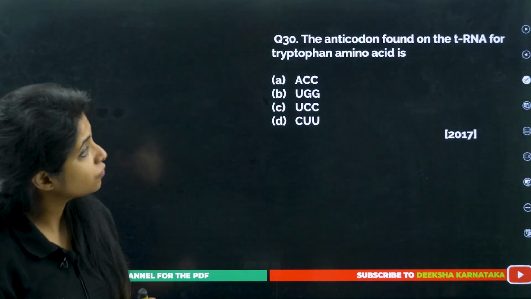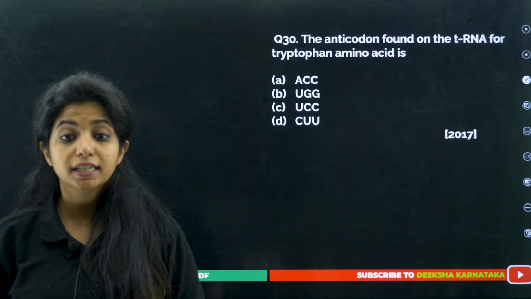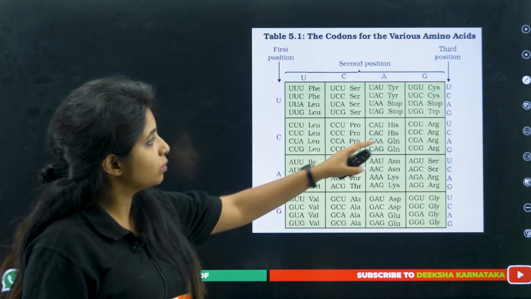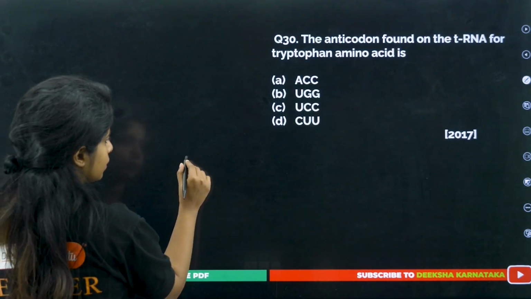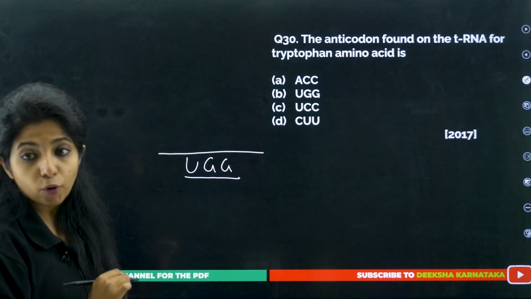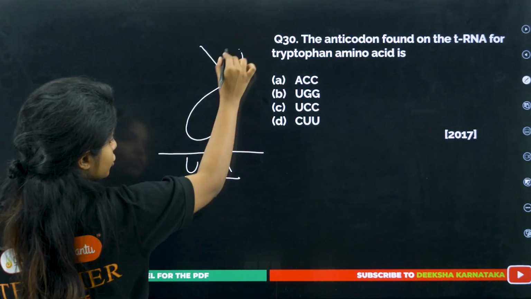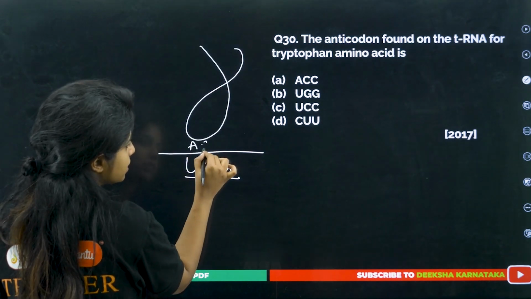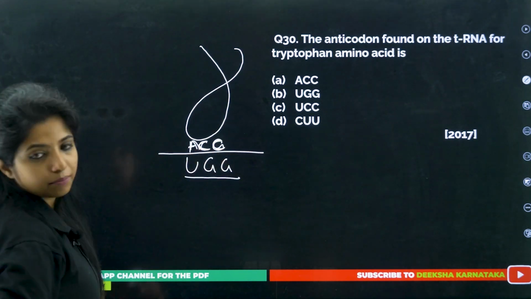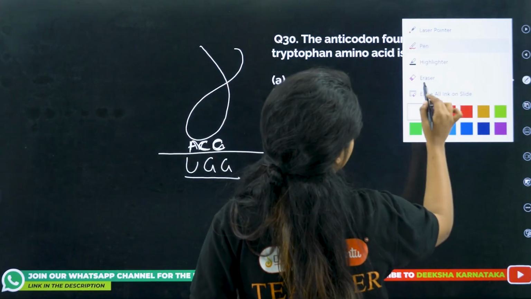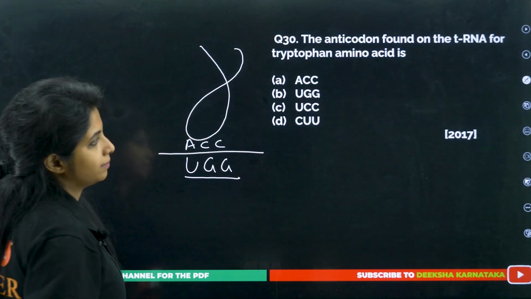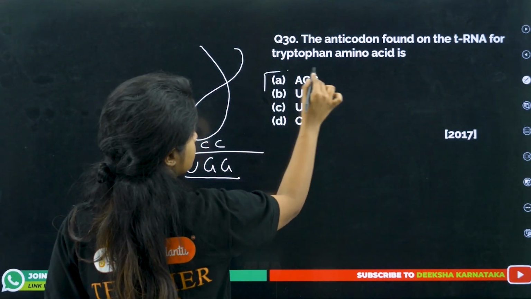Now, the anticodon found on the tRNA for tryptophan amino acid is, remember tryptophan, my dear children? What was the code? UGG. So UGG is the code for tryptophan. So in the mRNA there should be UGG. What is there on the anticodon loop? That is the question. So in the anticodon loop it should be A, C, C. So I will write it properly because you will be getting the PDF of this. So A, C, C. So this becomes the answer.